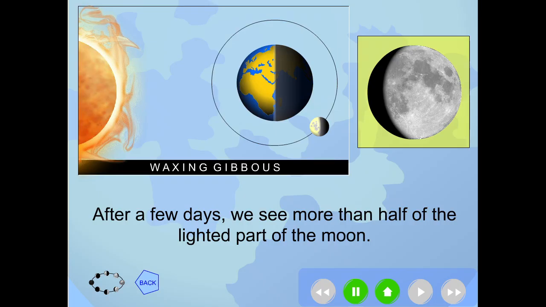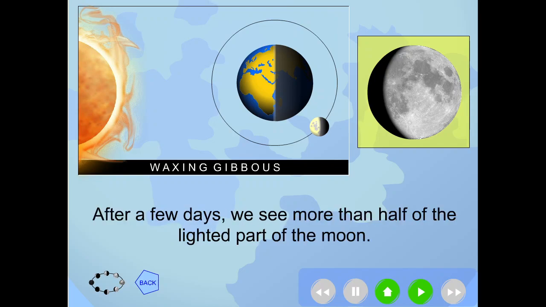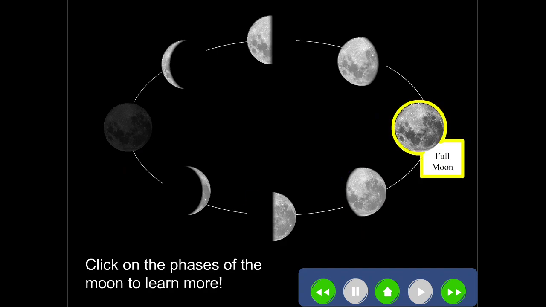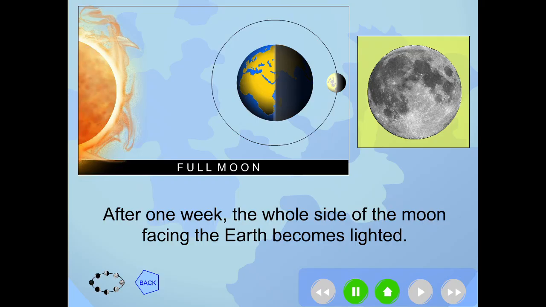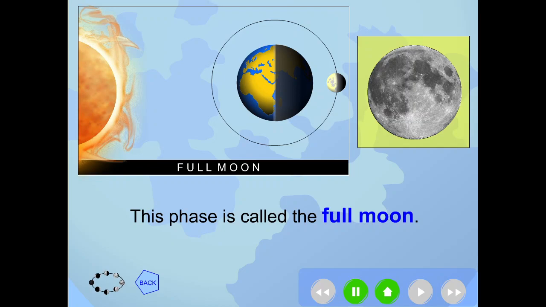After a few days, we see more than half of the lighted part of the moon. This is called the gibbous moon. After 1 week, the whole side of the moon facing the earth becomes lighted. This happens when the earth is between the sun and the moon. This phase is called the full moon.